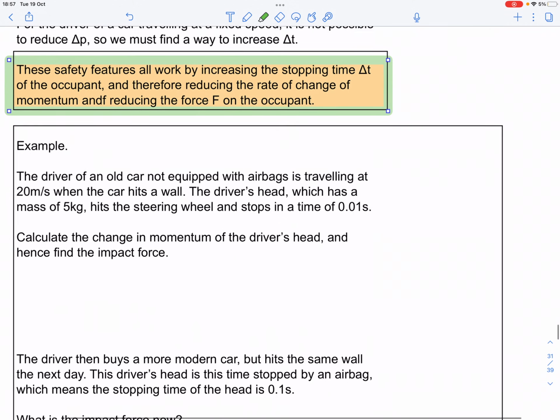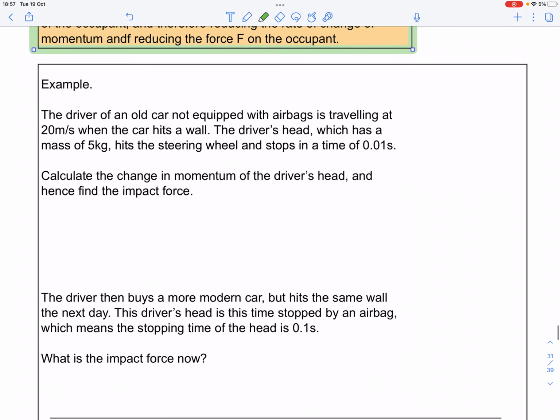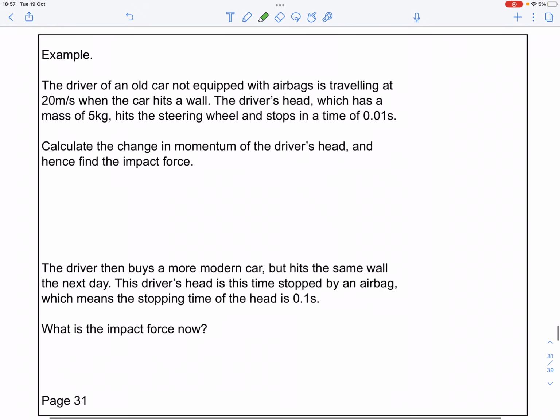And we've got an example of that down here. I'm just going to do the first one of these and then see what happens when we change the time. So we've got a driver of a car that doesn't have an airbag, and he's travelling at a speed of 20 meters per second when the car hits a wall.